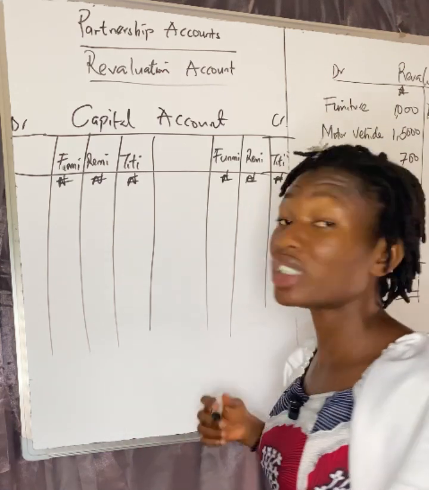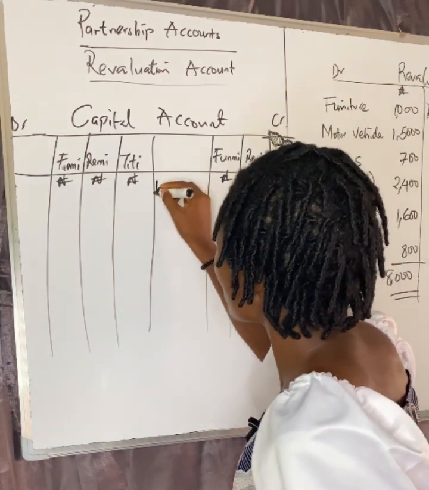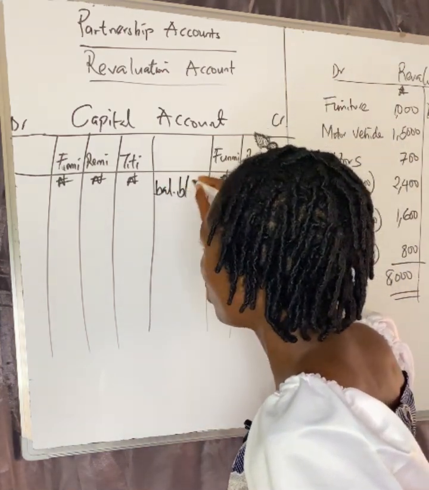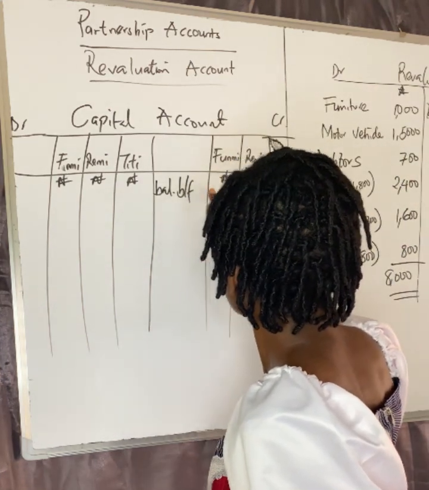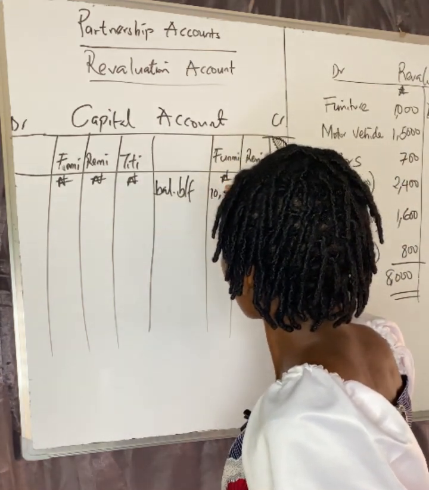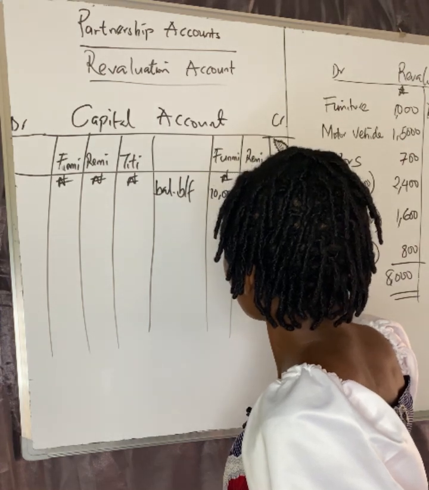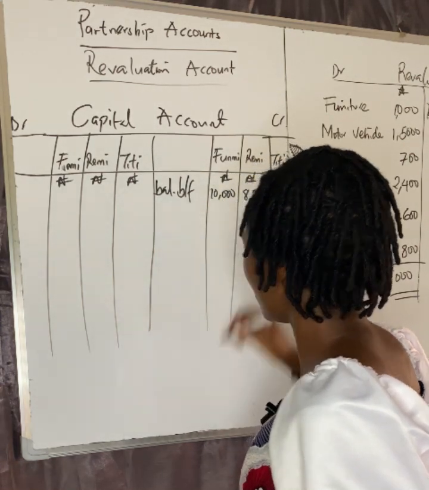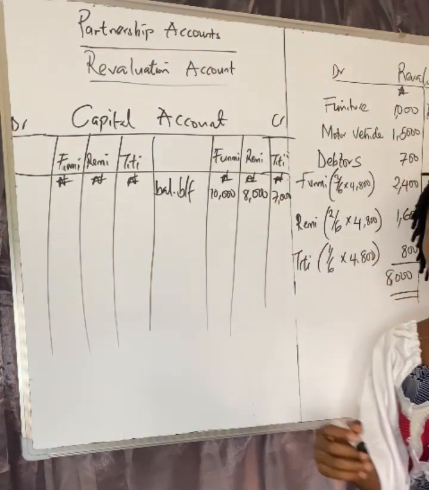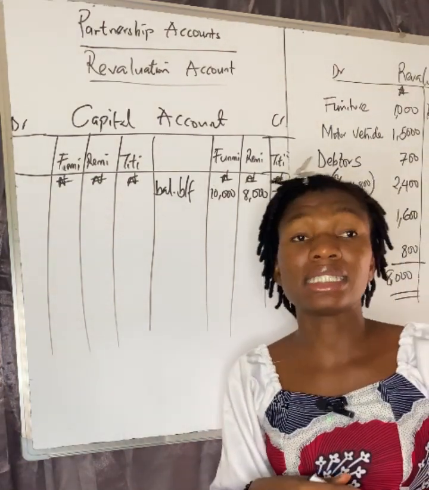So we're going to be entering on the credit side the balance that was brought forward from the balance sheet. We are having 10,000, 8,000, and then for Titi we have 7,000 naira. So we have brought in the balances. The next one we're going to be bringing in is our goodwill.